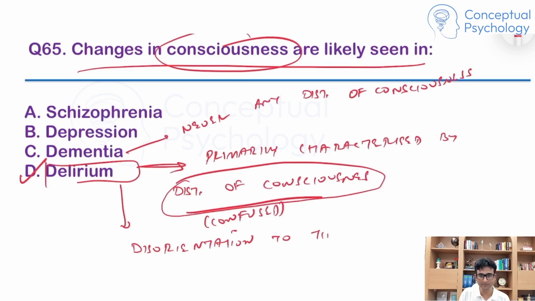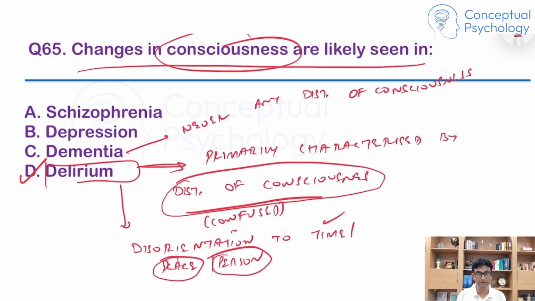Disorientation to time, place, and person. You ask the patient, what time is it? The patient does not know. In the evening, the patient will say it's morning hours. You ask the patient, where are you? The patient is in the hospital, but he might say, I'm in jail. And finally, the patient may not be able to identify family members.